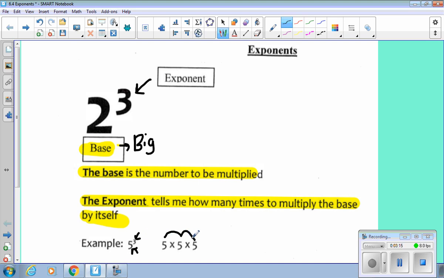The biggest mistake that people make here is just by multiplying the 5 or the base by the exponent. So you do 5 times 3 rather than 5 times 5 times 5. 5 times 3 is 15. 5 times 5 times 5 is going to give you a bigger number than that, and it's not anywhere close.